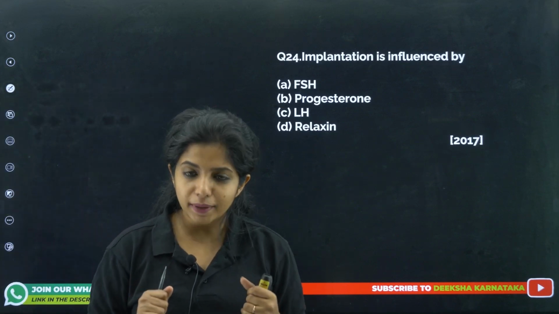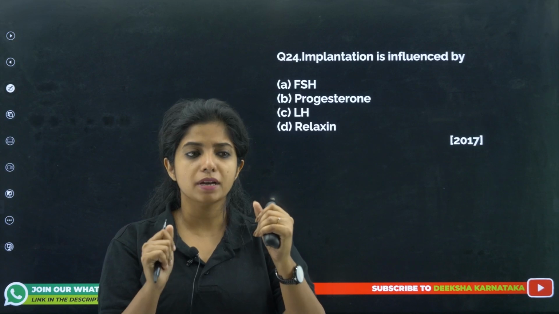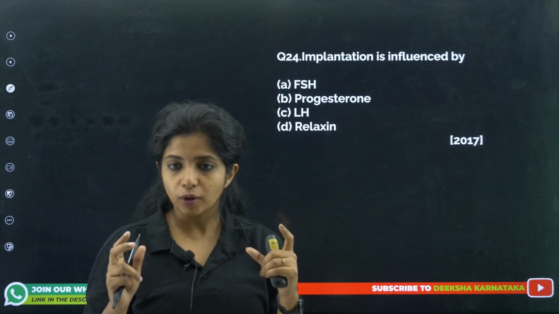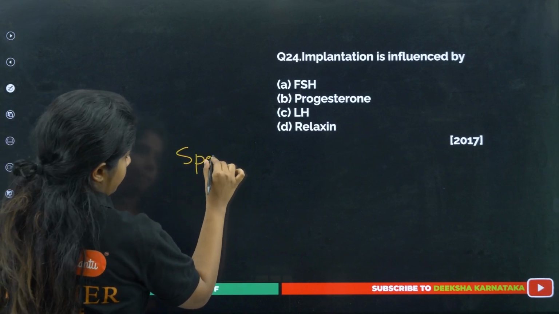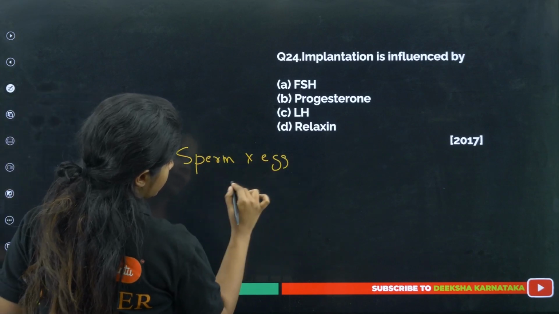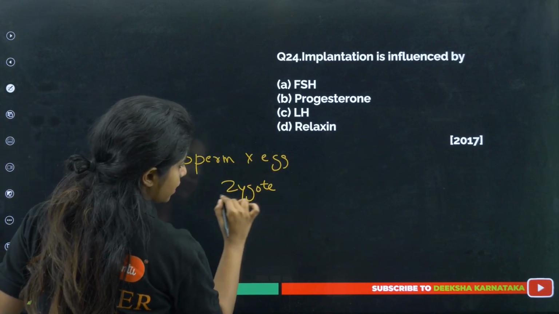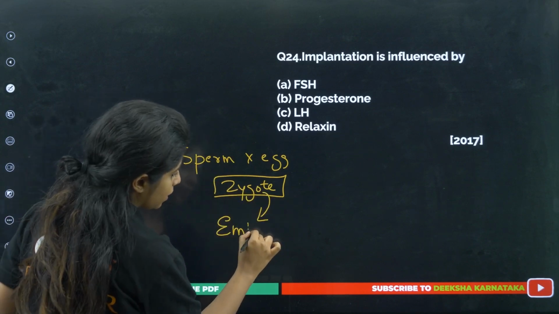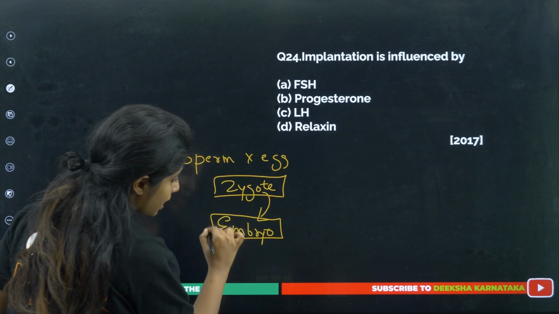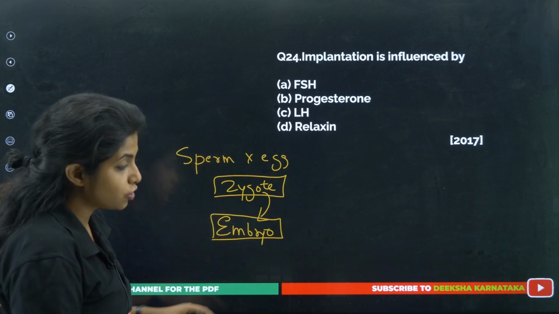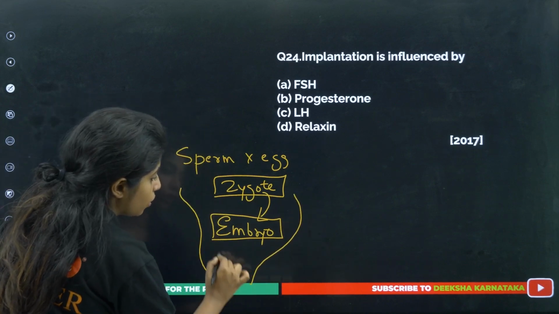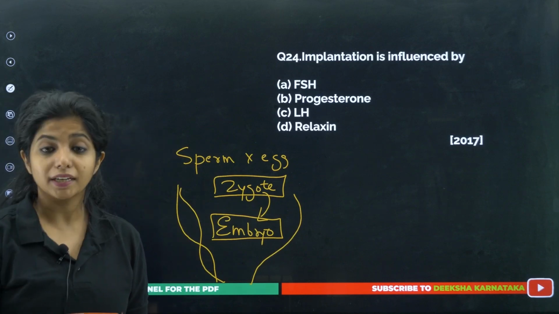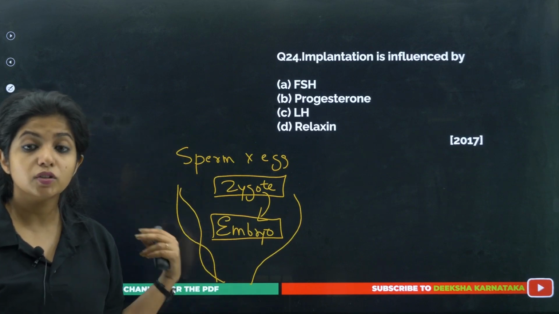Next, implantation is influenced by... Implantation means what? Basically, the embryo which is being formed. The sperm and the egg come together to form the zygote, which is a single-cell structure. Now the zygote will undergo division to form the embryo, and this embryo basically has to get implanted into the walls of the uterus, my dear children. So this implantation is influenced by what?